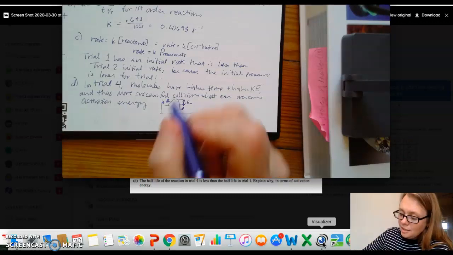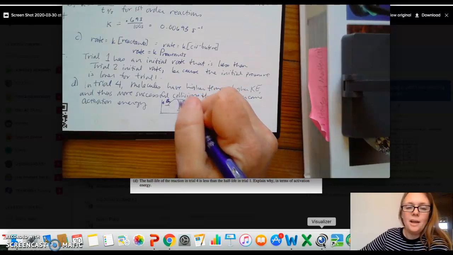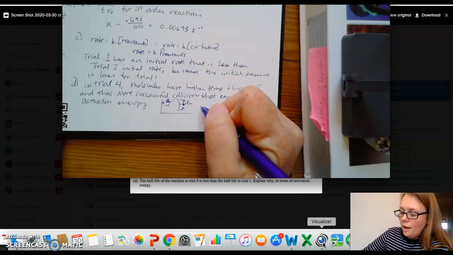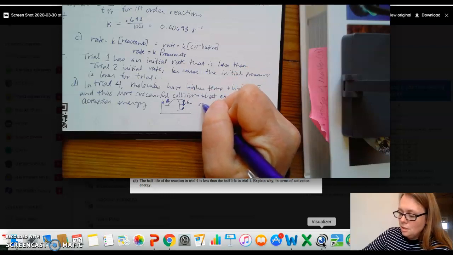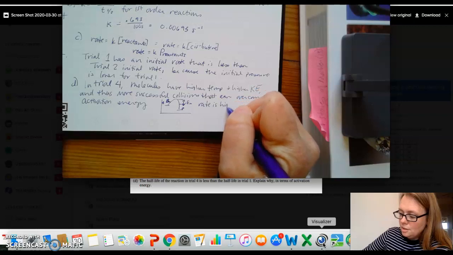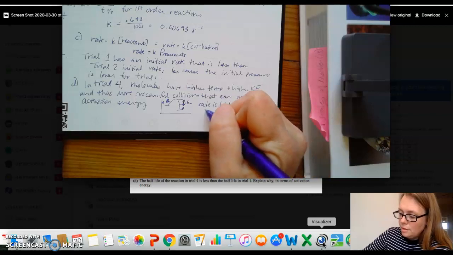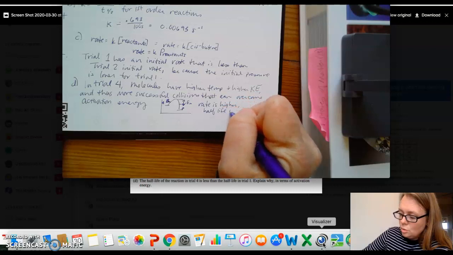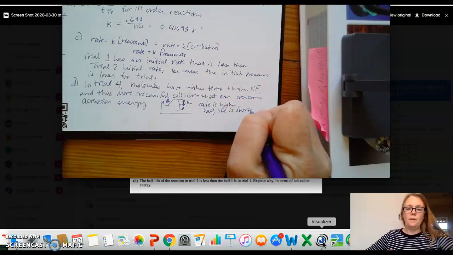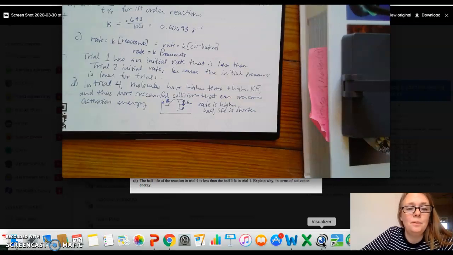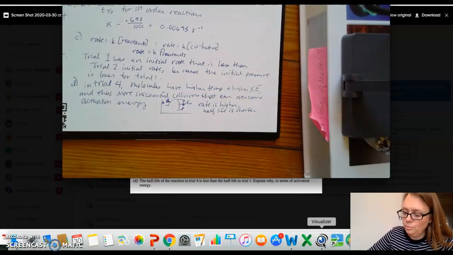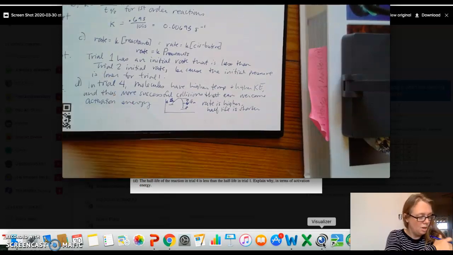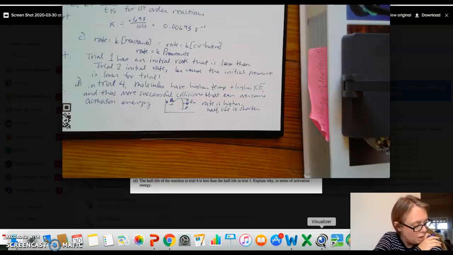And so because more of those molecules can overcome that activation energy barrier, the rate is higher, and so the half-life is shorter. It means we're using up our reactants at a much faster rate. So you get the point for part D as long as you said something about the kinetic energy of the reactants being greater, and so a higher percentage of them could overcome the activation energy for that process.